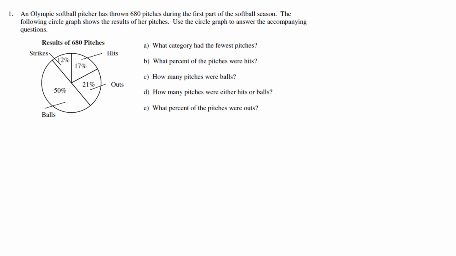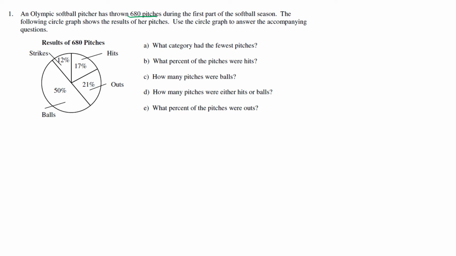At a circle graph and how to read it and interpret it, and then we'll actually draw one out here in a little bit. So an Olympic softball pitcher has thrown 680 pitches. So it's important to know that, right? That's the total number of pitches during the first part of the season. The following circle graph shows the results of her pitches. Use the circle graph and the accompanying questions to fill these out.